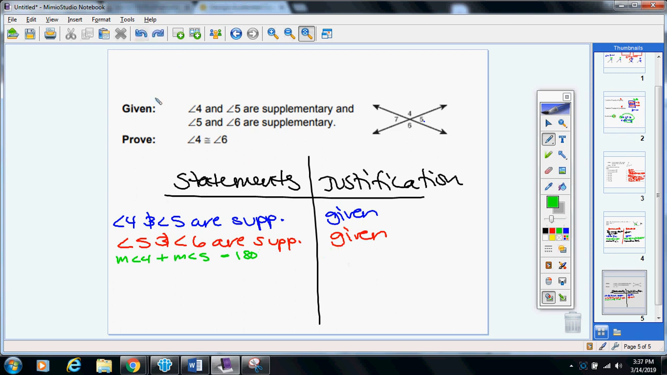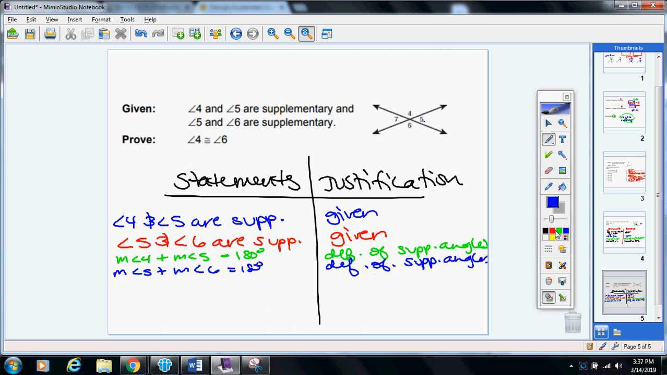Definition of supplementary angles. Okay. Then I'm going to say that the measure of angle 5 plus the measure of angle 6 is equal to 180 degrees. Again, that's the definition of supplementary angles.